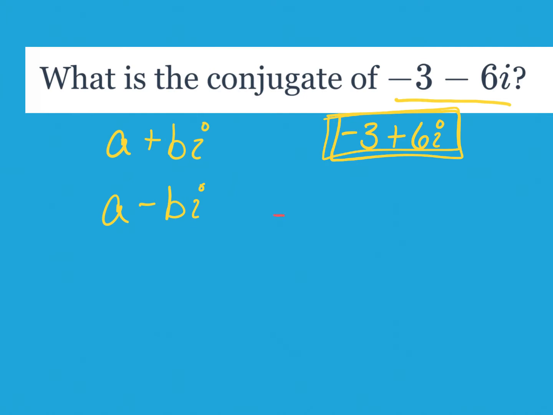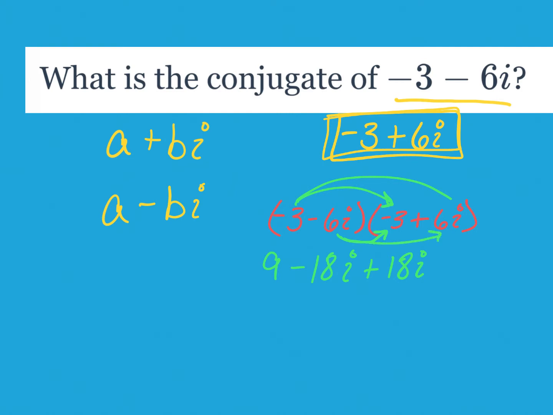When we take the original number, in this case negative 3 minus 6i, and we multiply it times its conjugate, negative 3 plus 6i, we have conjugates. When we distribute this out, negative 3 times negative 3 is positive 9. Negative 3 times 6i is negative 18i. Here's where the magic comes in. Negative 6i times negative 3 is positive 18i. So you see our i's in the middle are going to cancel. That's what happens when you multiply conjugates.